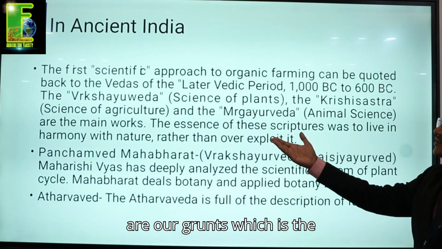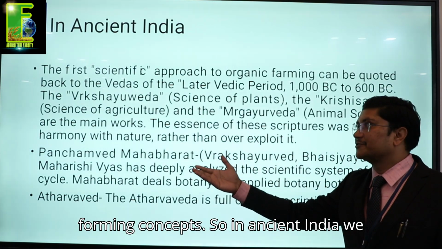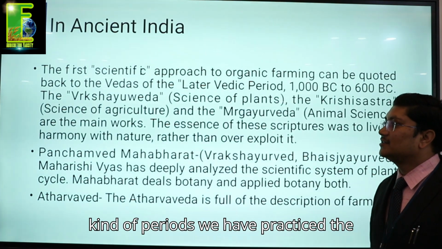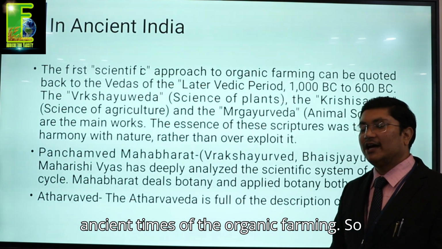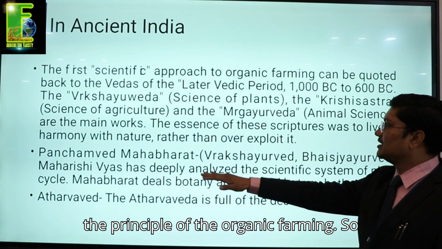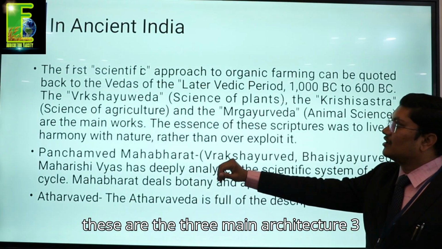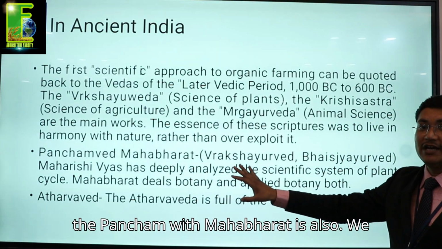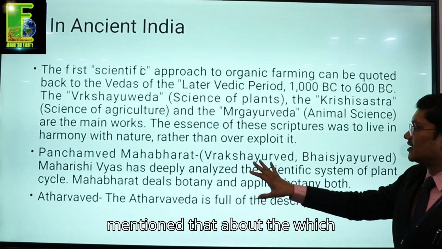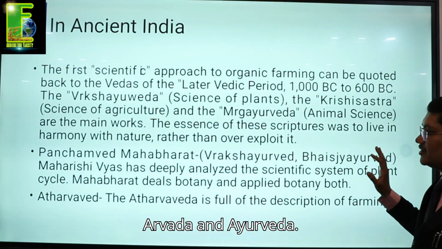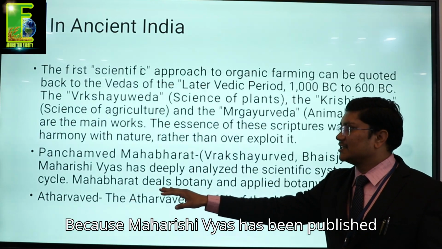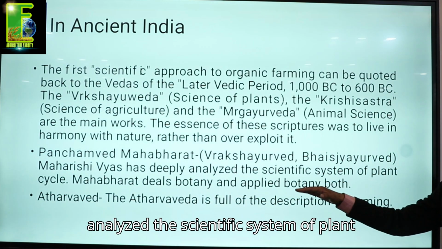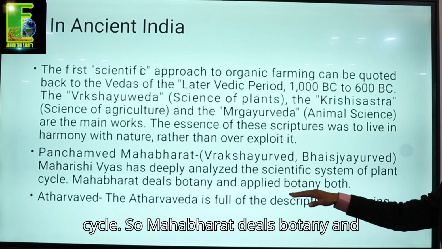So these are granths which scientifically prove the organic farming concepts. In ancient India, from that period, we practiced organic farming or nature science, and that was the principle of organic farming. So these are three main published documents, and after that the Pancham Veda Mahabharat is also a main document, mentioning the Vrikshayurveda and Bhaishajya Ayurveda, because Maharishi Vyas published the Pancham Veda Mahabharat, which deeply analyzed the scientific system of the plant cycle. So Mahabharata deals with botany and applied botany both.